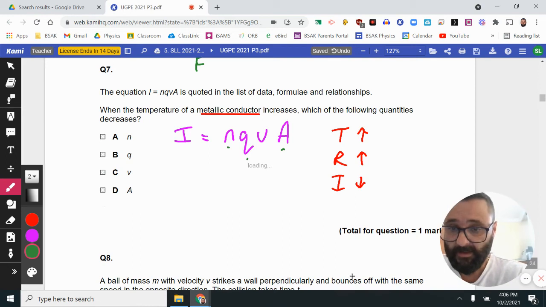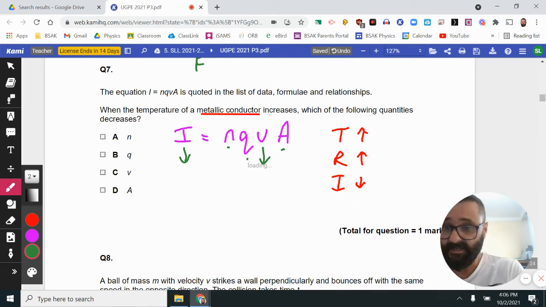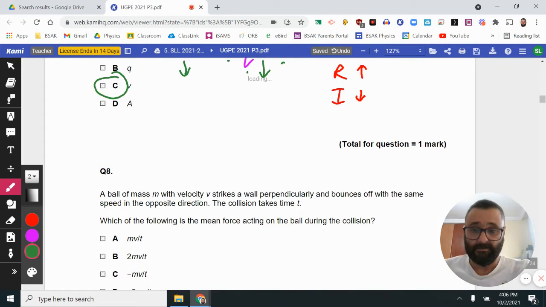So what have we got here? Well, we've got I going down, which means that drift velocity must go down as well, because N, Q, and A are constant. So which of the following quantities decreases? It is C, the drift velocity.